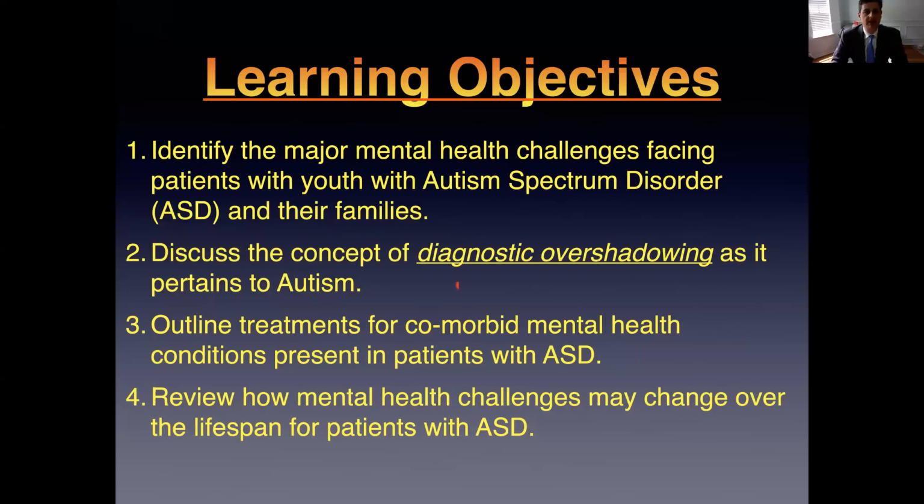The major objectives today: we're going to talk about mental health challenges for patients with autism and their families. We're going to discuss diagnostic overshadowing as a concept that's really important and can be a barrier to getting treatment. We're going to talk about the treatments for comorbid mental health issues and also review how those challenges can change and evolve over the lifespan, because one thing we'll see is that kids with autism grow up into adults. And there's a theme here that the kids tend to be studied a lot more than the adults. So we'll talk about that as well.